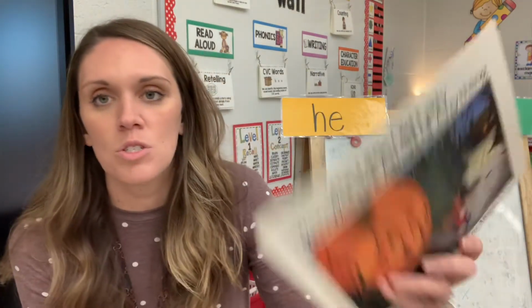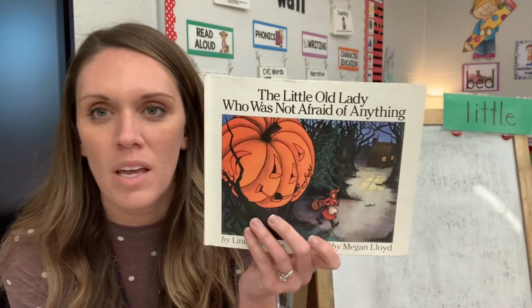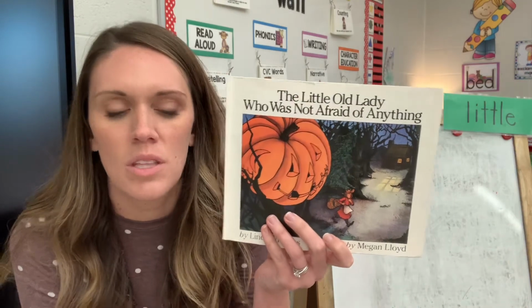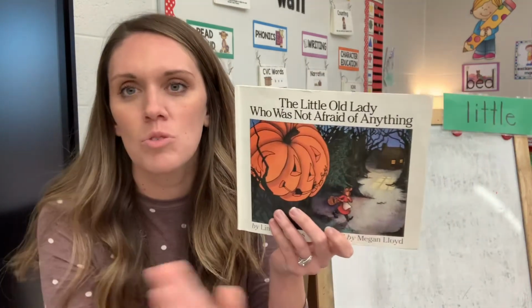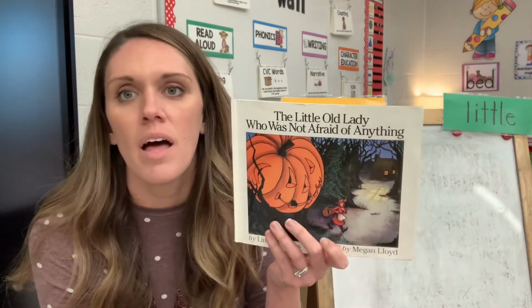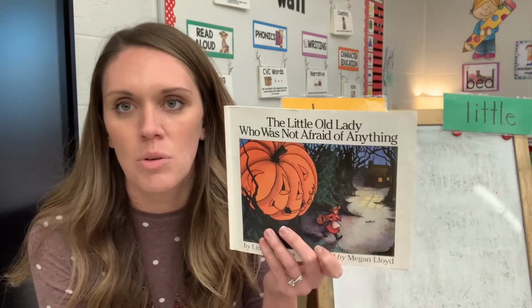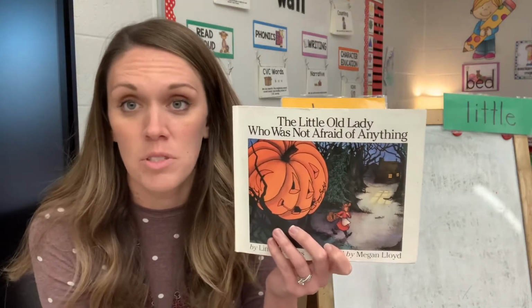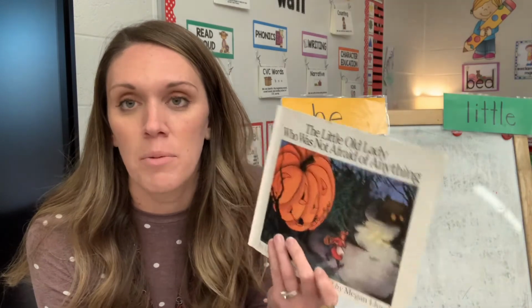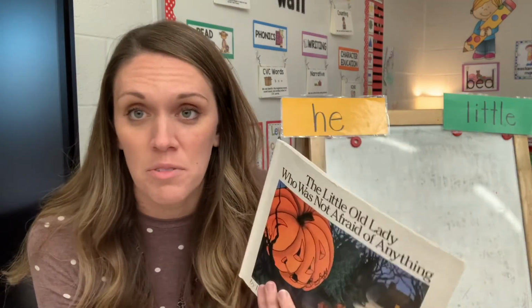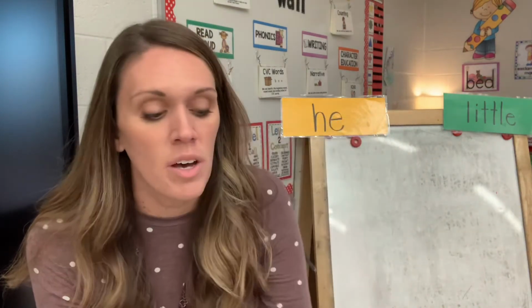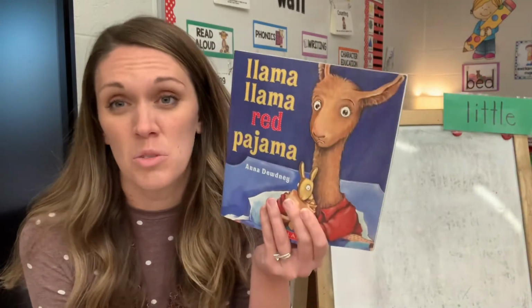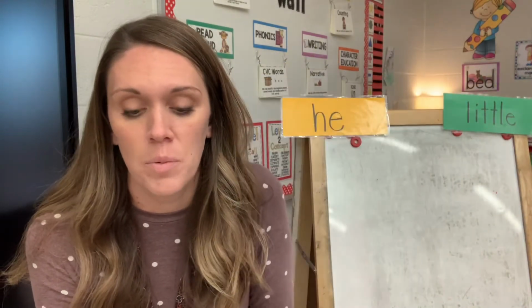But in this first book, the little old lady's setting does change. She was in the house at the beginning of the story, then she went into the woods, and then she went back to her house. So her setting was changing, and that's how some books are. You might have a book that has a lot of different settings, and then you might also have a book where there's really just one setting in the whole story, okay?